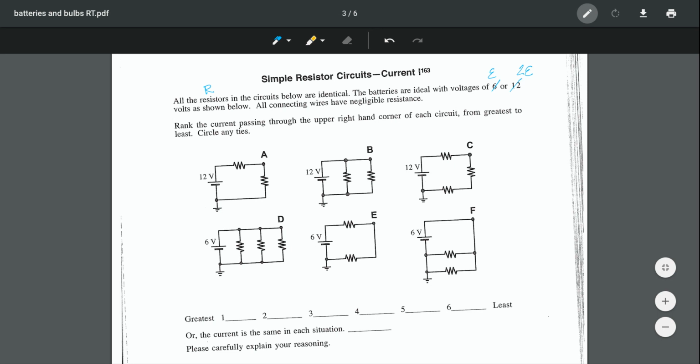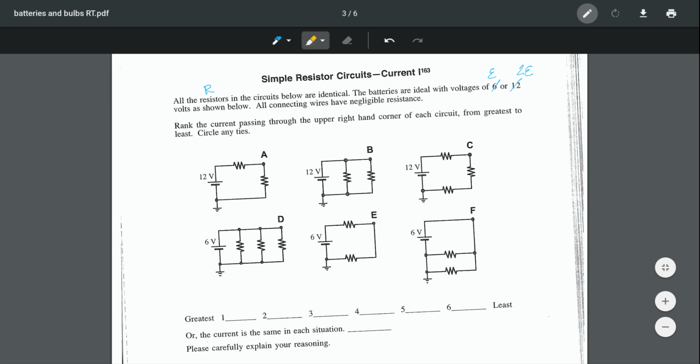So anyway, we're given the potential difference of the batteries, and we're given the resistances. We don't have to worry about internal resistance in the wires. We are to rank the current passing through the upper right-hand corner of each circuit from greatest to least. Okay, this is a great question. In figuring out current, I want you to look at each of these cases and look at the point you're being asked to analyze here.